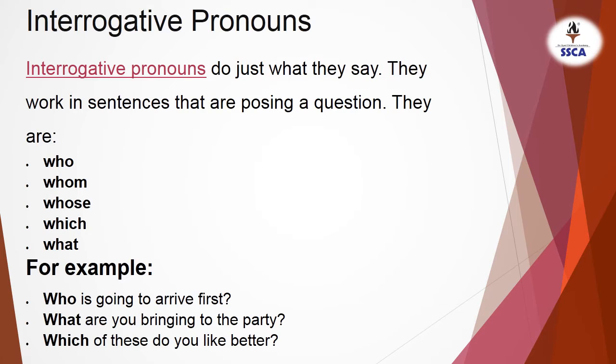Now, what are you bringing to the party? Here we are using what to talk about a thing. In example number 3, which of these do you like better? Here we are using which to talk about things. That's how the interrogative pronouns work. So, you want to learn more? Just make your own sentences and try to find out how interrogative pronouns work. Let's move forward to the next type.